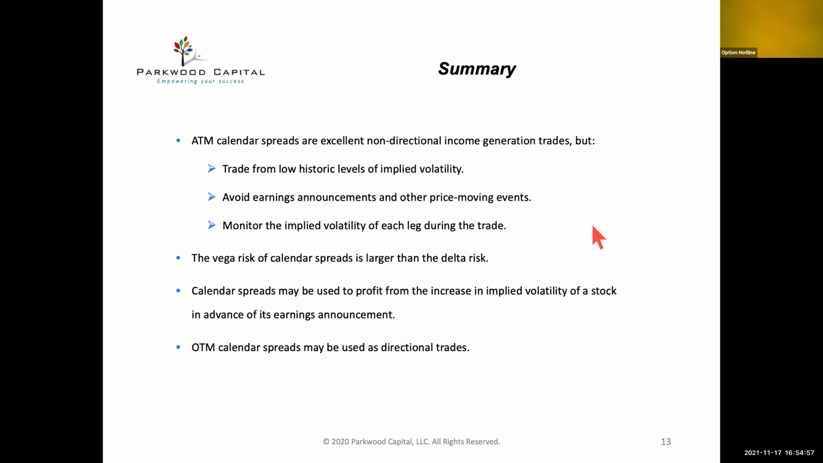Yeah, no, I think that was a great presentation, Dr. Duke. We did have a couple of questions that came in while you were presenting, and the first one is, what are the advantages of a calendar versus a diagonal? So, well, that's a very different strategy, but a very similar strategy, I guess, at the same point, right?